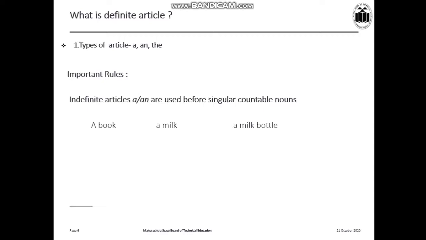You know that indefinite articles a and an are used before singular countable nouns. So singular countable nouns means like a book, a milk bottle, a pen, a hen, a dog. So these are all the countable nouns, the nouns which are able to be counted. So there are even some examples.